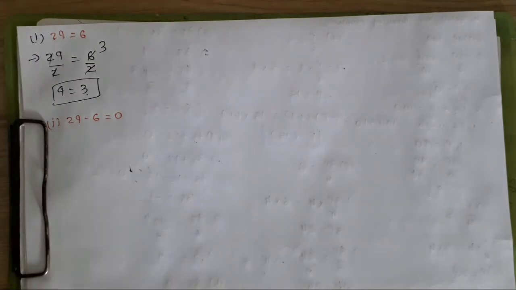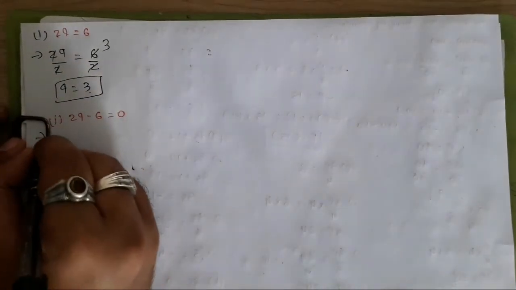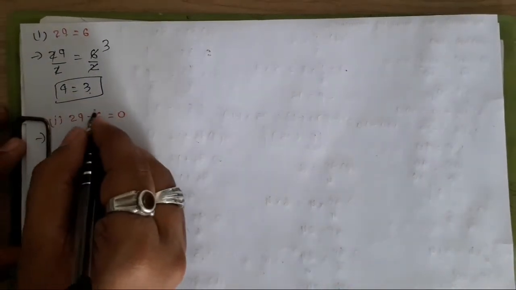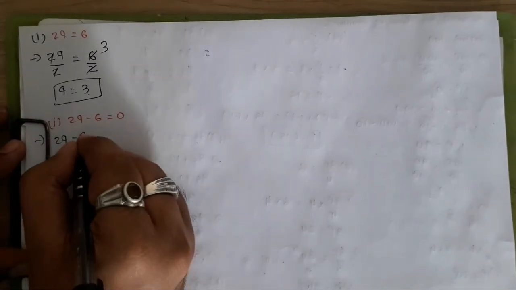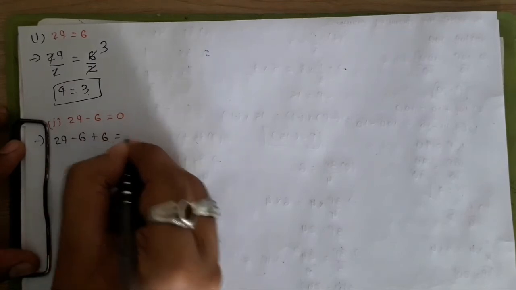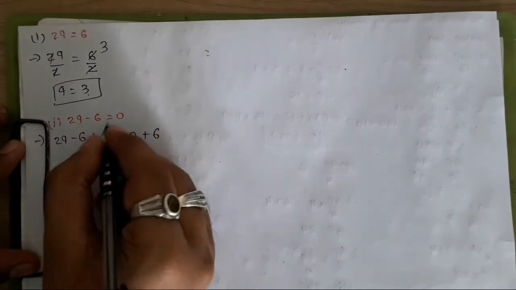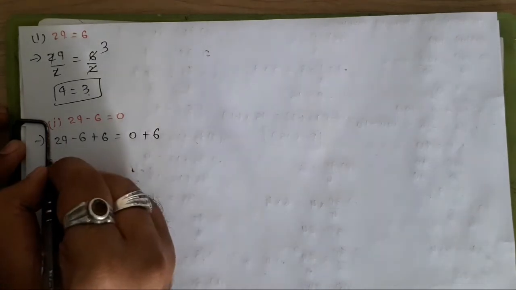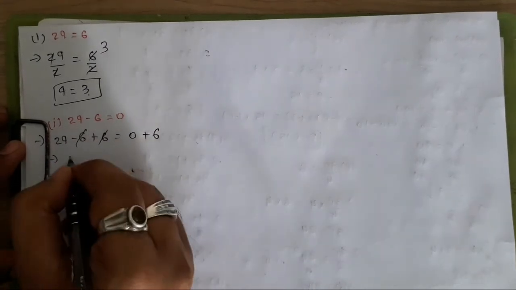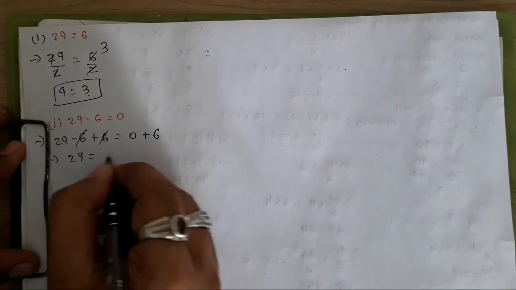Now the next one, 2q minus 6 is equal to 0. Now here I have to find the value of variable q. So for that, first of all, I have to remove this minus 6. So 2q minus 6 plus 6 is equal to 0 plus 6. To remove this minus 6, I have to add plus 6 on both sides. So here minus 6 plus 6 will be cancelled. So 2q is equal to 6.